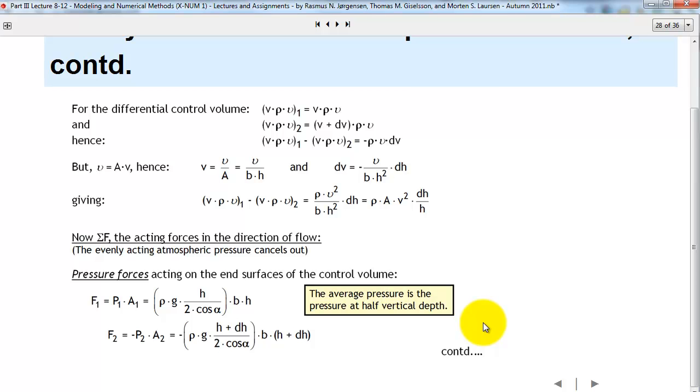And there's a little rule of thumb here, that if you want to find the pressure P1 here, what you need is the average pressure, and that's halfway down in the vertical depth, and that's what you calculate here. What did we have? Did we state it up here? No. But you take the cosine of the slope, and if you divide that with h, you have the whole vertical depth, but you only need the half to find the average pressure. And that's the same here, except you need to add the little change in the height.